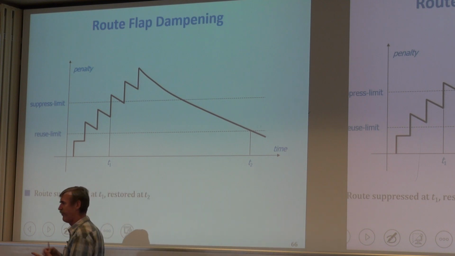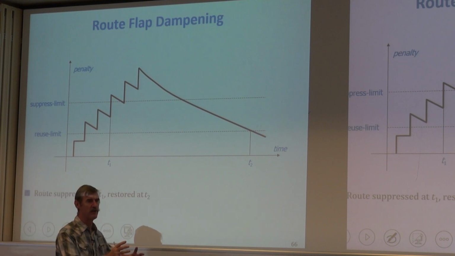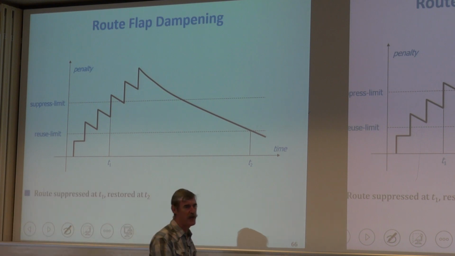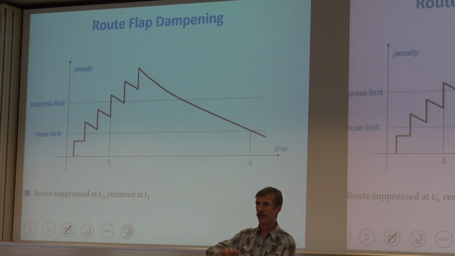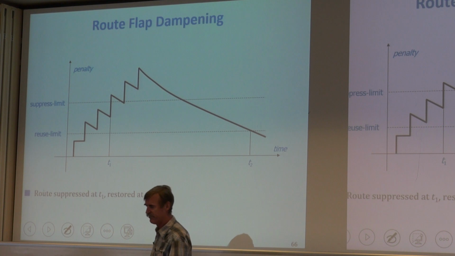So the effect is that those flapping routes are very quickly, after a few oscillations, put in blackouts. They're not reachable, which means that part of the internet will not be reachable, which is bad, but is less bad than having a denial of service attack on all the BGP routers in the internet.